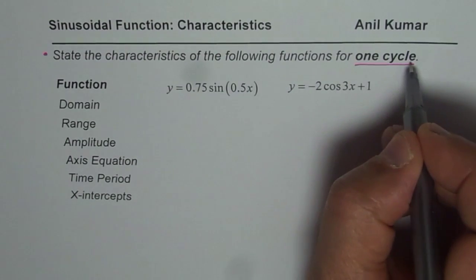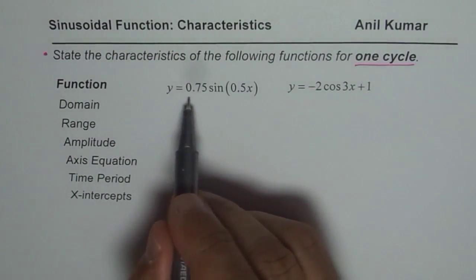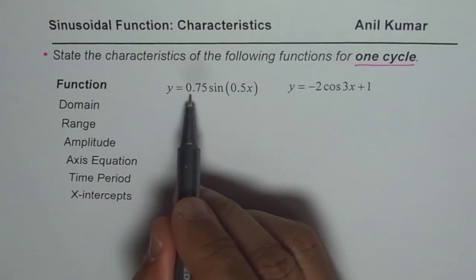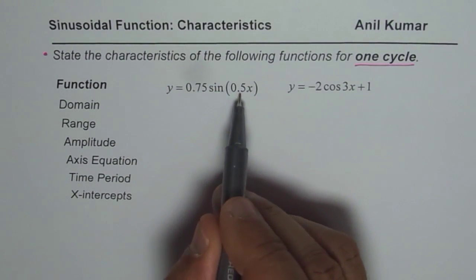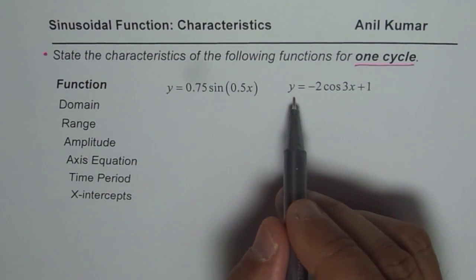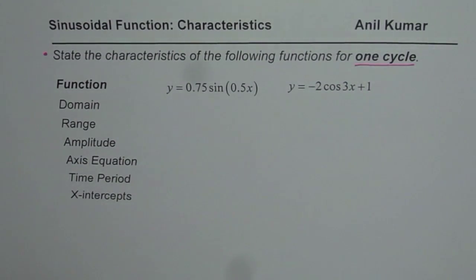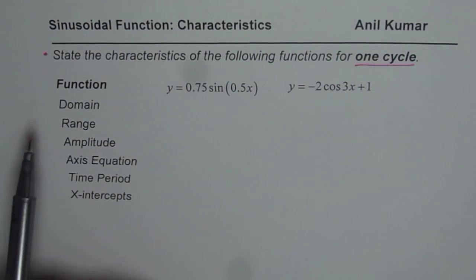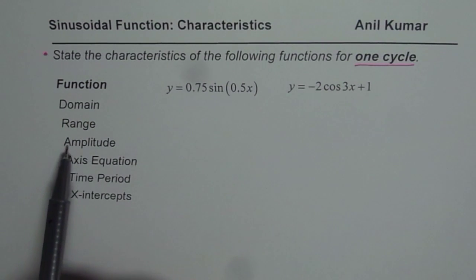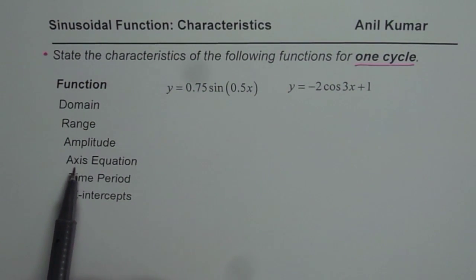Remember, just one cycle. So the functions, we are working with two functions, y equals 0.75 sine of 0.5x and y equals minus 2 cos 3x plus 1. And the characteristics which you need to figure out are domain, range, amplitude, axis of equation, time period, and x-intercepts.